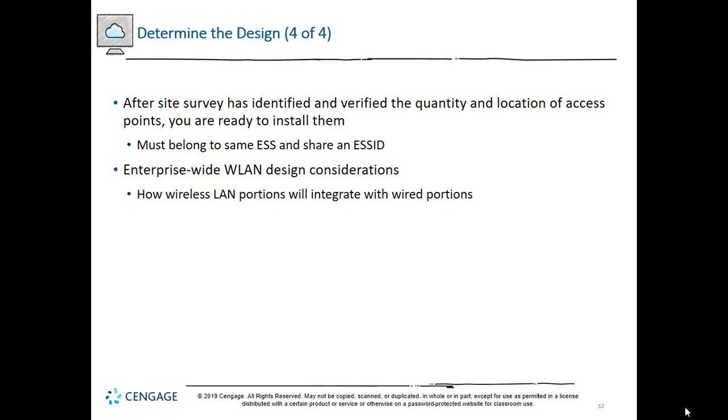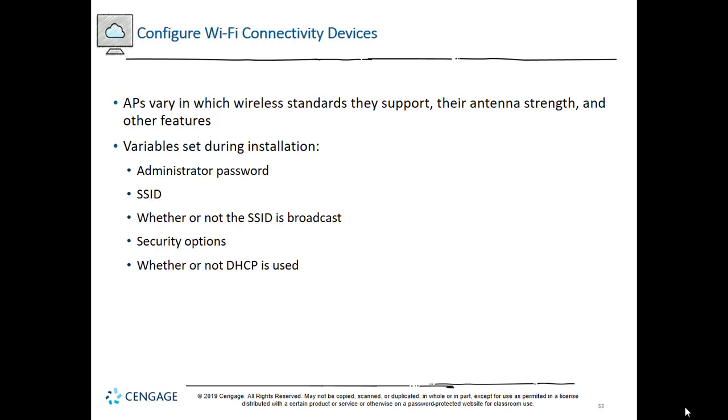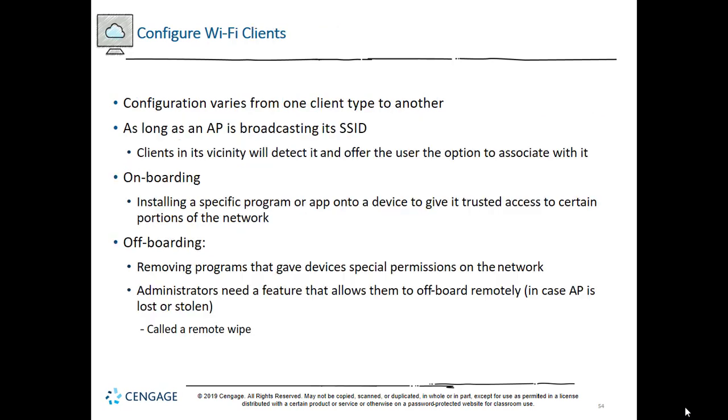After your site survey has identified and verified the quantity and location of the access points, your job then is to go and install them. Please make sure that they all belong to the same extended service set. They all have the same SSID, or extended service set ID. You want to keep them all on the same channel as well. Clients, as long as the AP is broadcasting its SSID, the clients in the vicinity will be able to detect the SSIDs.